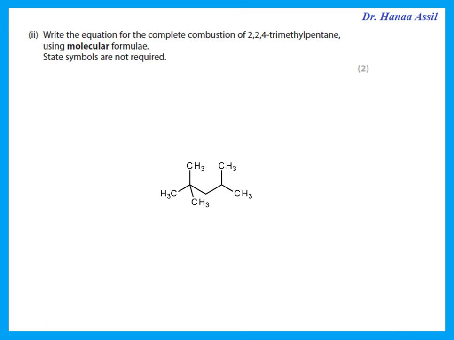Write the equation for complete combustion using molecular formula. This is 2,2,4-trimethylpentane. So if I want to write the molecular formula, this is C8H18. Now, combustion means I'm reacting it with oxygen. Complete combustion means it gives carbon dioxide plus water, and then you need to balance.